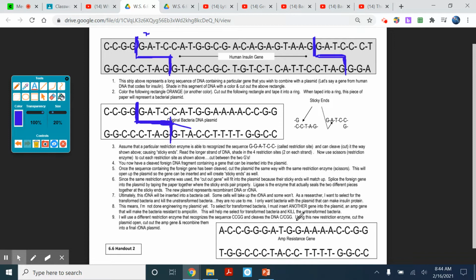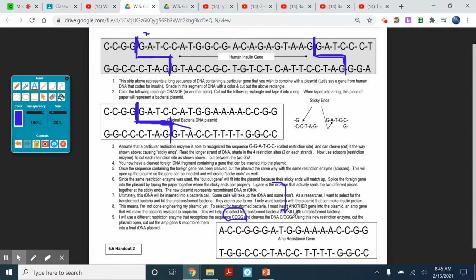Once again, we're not done engineering this plasmid. We're going to insert another gene into this plasmid before we put it into a bacteria cell. So let's look down here. I'm going to use a different restriction enzyme that cleaves at a different site. The restriction site for this new enzyme is CCGG, as it says on your sheet. When it finds a CCGG, it cuts between the two C's.